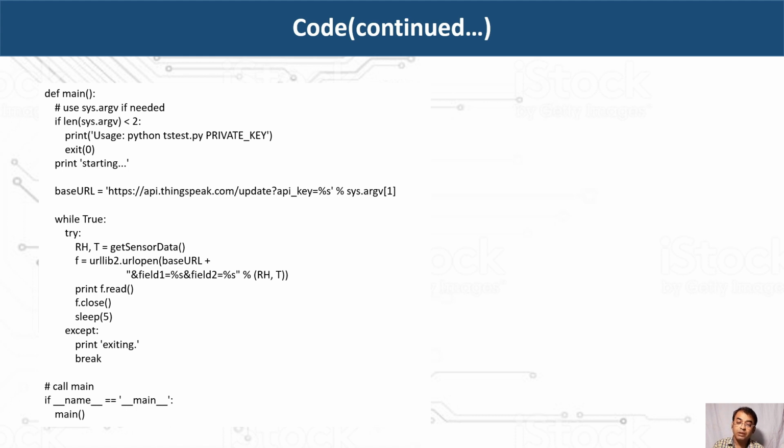And this is the base URL we have, and guys, you can see there is a while loop where we are taking data from the sensor, get_sensor_data, and it will be uploaded into ThingSpeak by urllib2.urlopen, then base URL plus the parameters, that is field1 and field2, that is humidity and temperature. You can also print the f.read function.